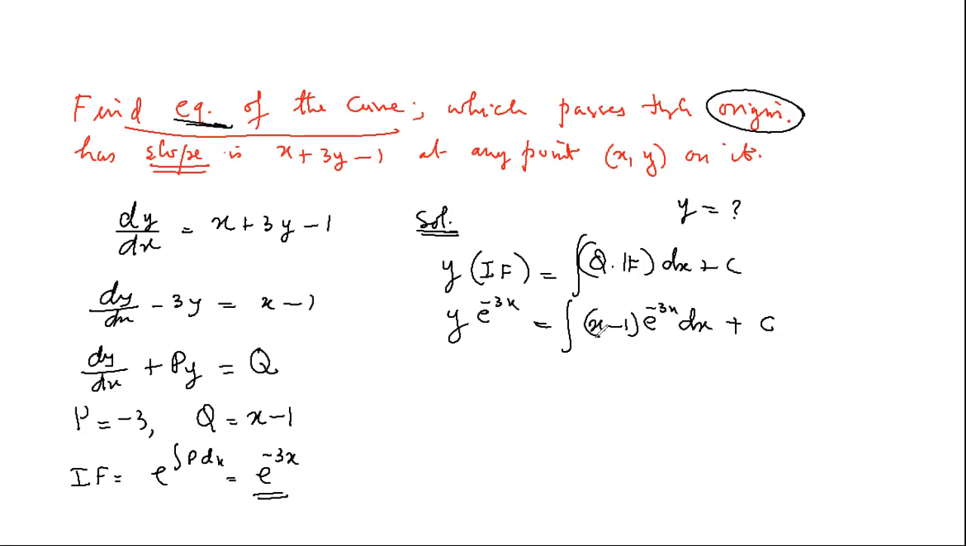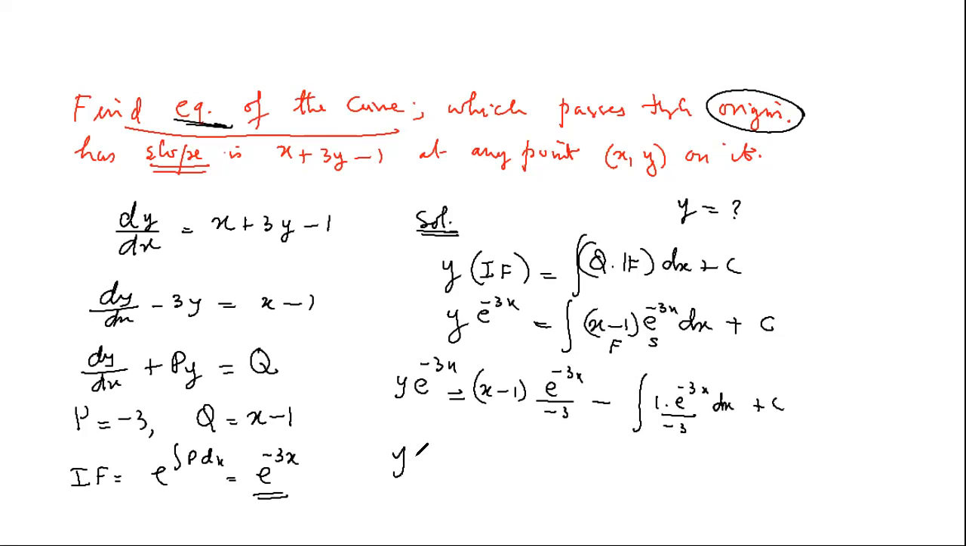Now you can apply integration by parts here. e raised to minus 3x is the second and x minus 1 is the first, according to ILATE. First into integral of second, e raised to minus 3x upon minus 3, minus integral of derivative of first; the derivative of x minus 1 is 1 only. Integral of second, that is cut and paste.